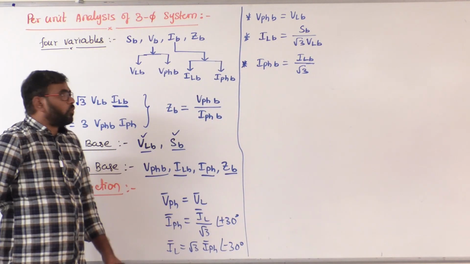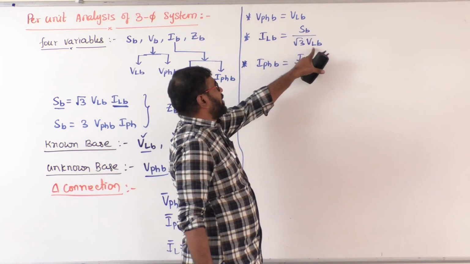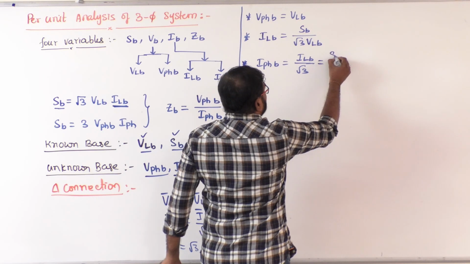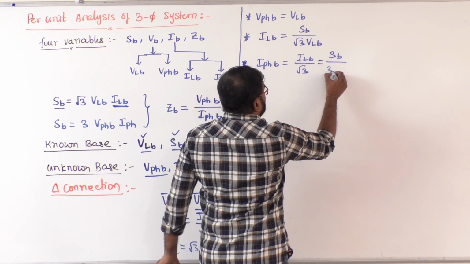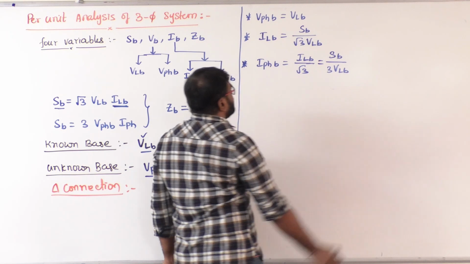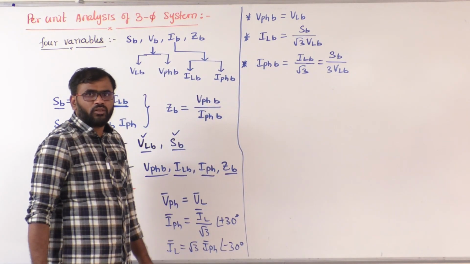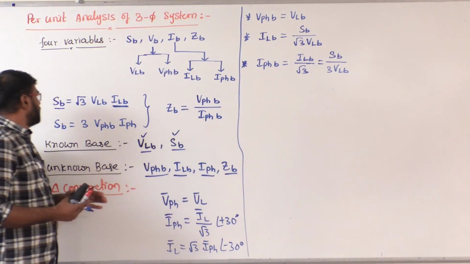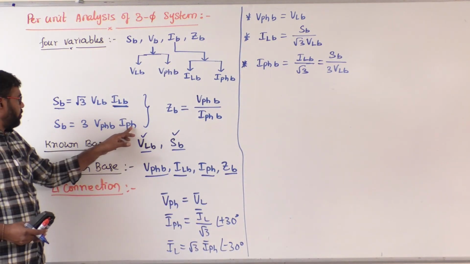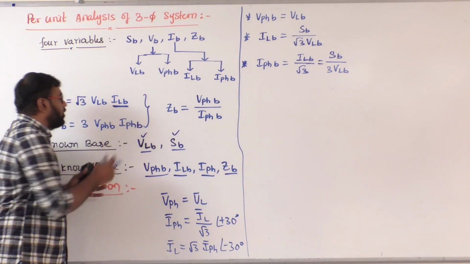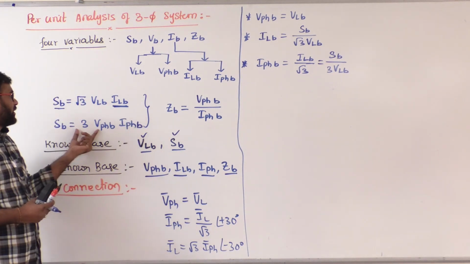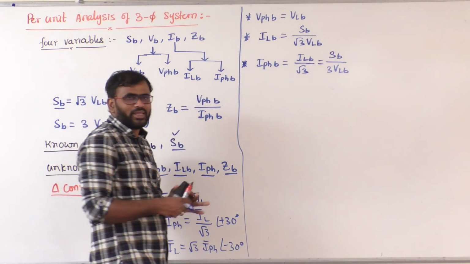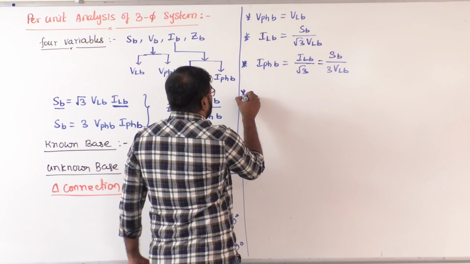Clear? Now, I line base is S base by root 3 times the V line base. You just divide this again by root 3. So what do I get? Simply S base by 3 times V line base. That is the I phase base. Otherwise, I phase base is S base by 3 times the V phase base, and V phase base equals V line base. Both ways you get the same answer.